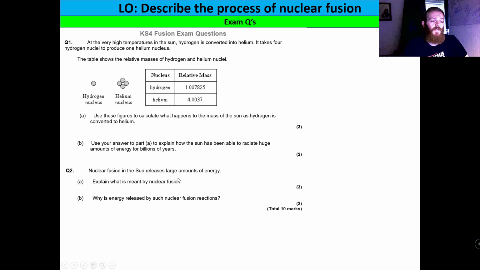Nuclear fusion in the sun releases large amounts of energy. Explain what is meant by nuclear fusion. Rewind the video if you need to. Why is energy released by such nuclear fusion reactions? Again, the answer's been in the video so far. So pause the video there. How many marks? Is it 10? Spend 10 minutes. Spend as long as you like, really. Just pause the video. Give those a go, and then I'll get back to you with the answers in a second.